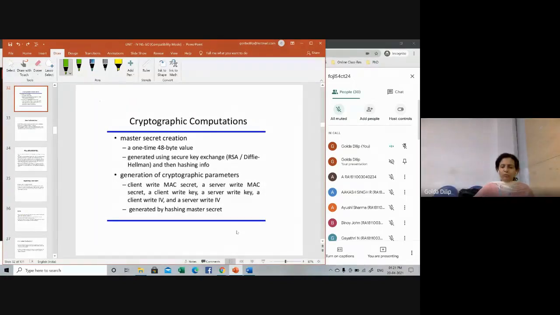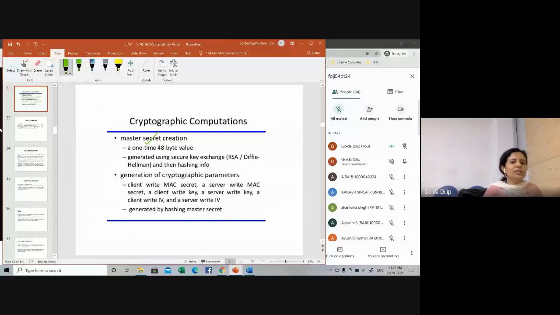So, what did we discuss in the last class? After discussing the SSL protocol stack, we discussed the cryptographic computation of the key, how to compute the master secret. That was the first thing which we discussed, computation of a master secret key.